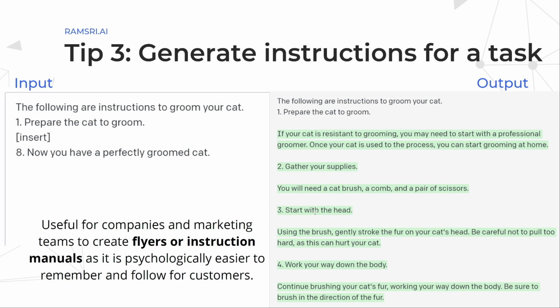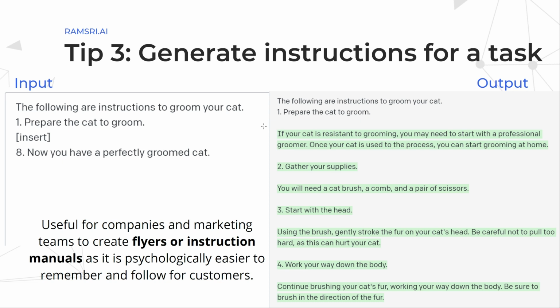We'll see that very soon in the playground. Now, why is this important? Because people are very good at following instructions rather than just a blob of text. So companies and marketing teams can create flyers or instruction manuals for their customers or consumers, so that it's psychologically easier for them to remember and follow the instructions. For example, if you're preparing a cooking book or preparing dishes, you can use this prompt of giving instructions for a task, and ask it to smartly fill.